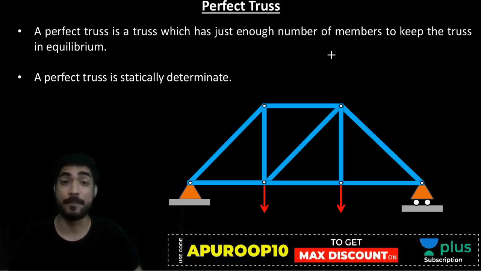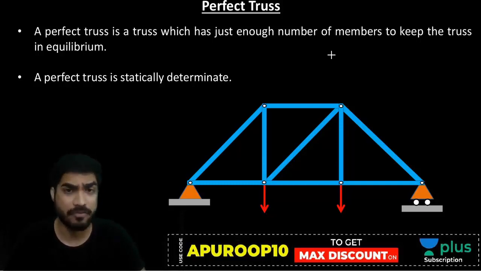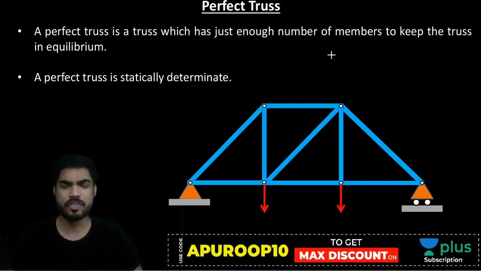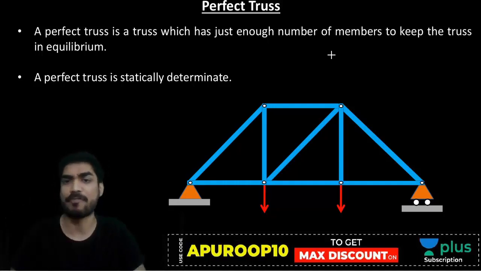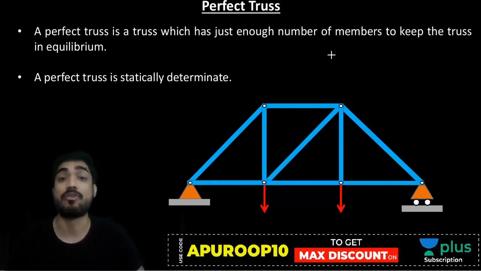Now today's topic, the first topic for today is perfect truss. You might have heard this word a lot of times. Now let's understand the true meaning of perfect truss. So what do we mean by perfect truss? What is the definition of perfect truss? A perfect truss is a truss which has just enough number of members to keep the truss in equilibrium.